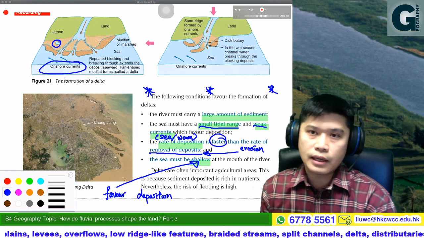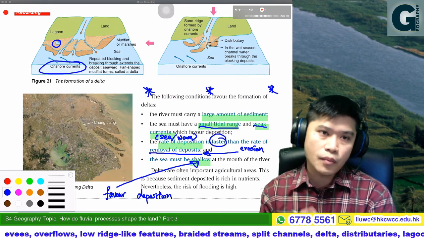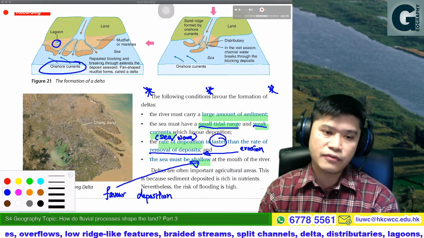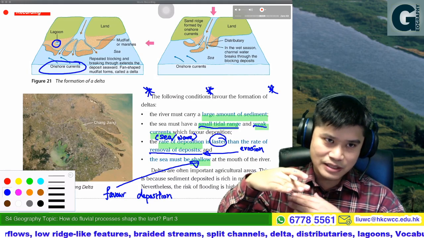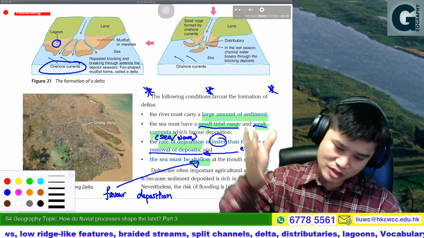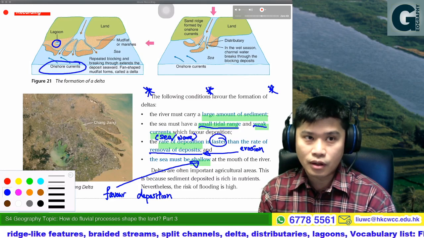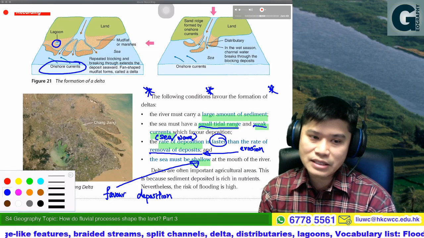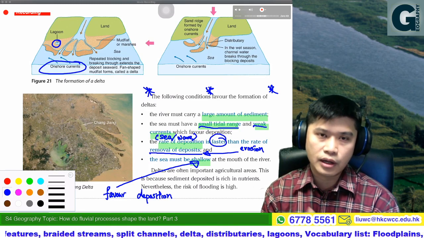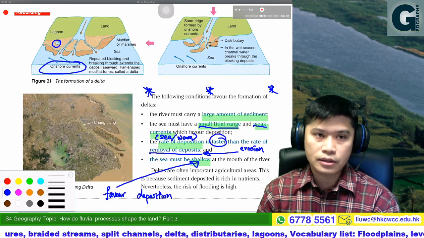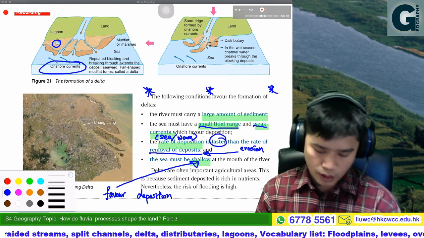Okay, so this one, if you do not understand now, I will explain it. Normally, a shallow sea favors deposition, and a deep sea, or a deep sea bed, or a steep slope, would favor erosion. That is related to the gradient. So we will explain it in the next chapter when we talk about the wave process, when we talk about the coastal environment.